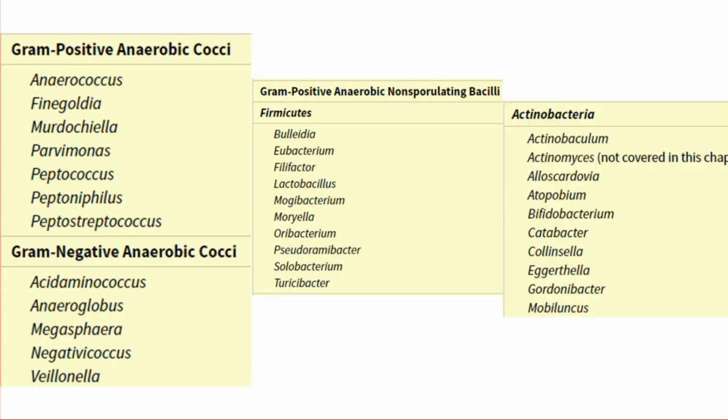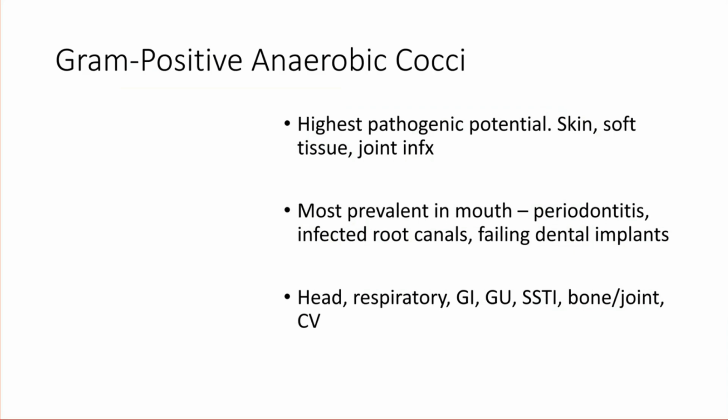So give me the genus. Your highest pathogenic potential among that table that I should show you, causing skin and soft tissue joint infection. Finegoldia. This species is most prevalent in the mouth, can cause periodontitis, infect the root canals, failing dental implants.